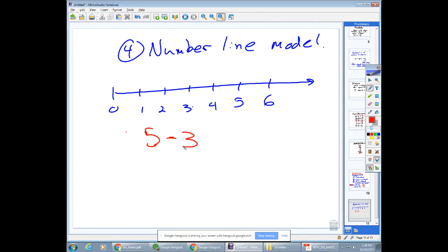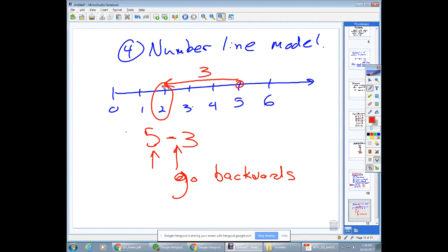On the number line, I would start at 5, and subtraction means go backwards on the number line. So from 5, I want to go backwards with an arrow 1, 2, 3 units and see where I end up.